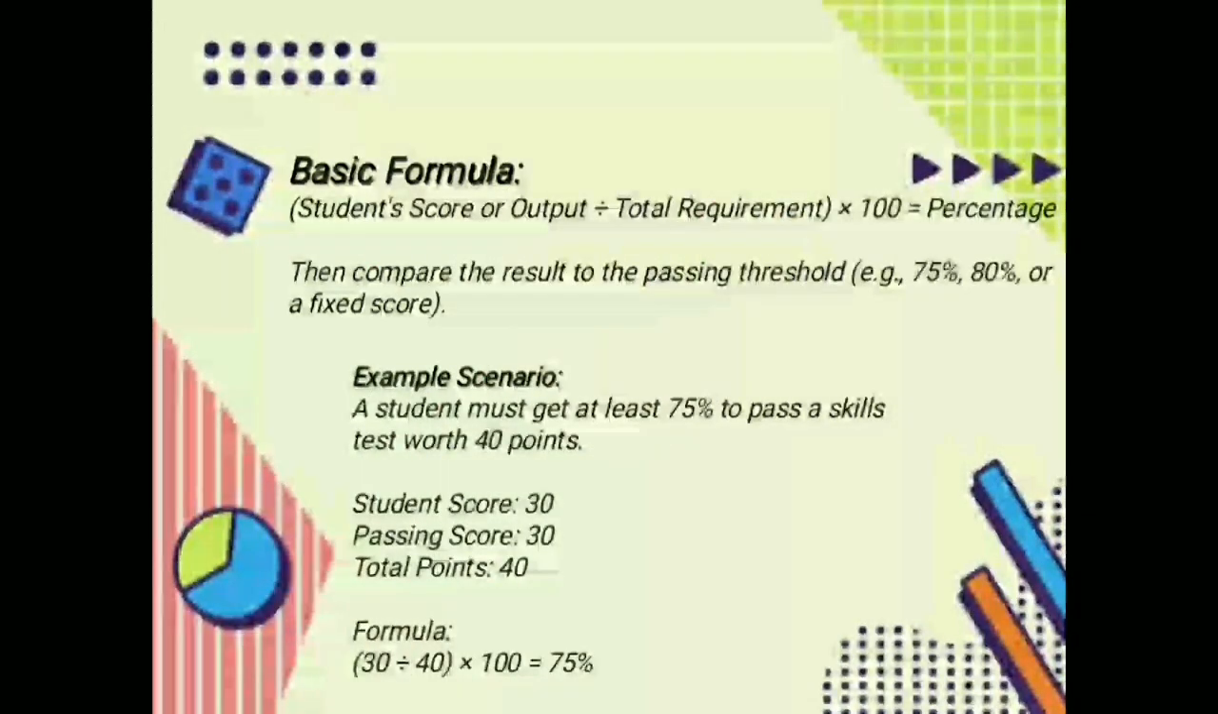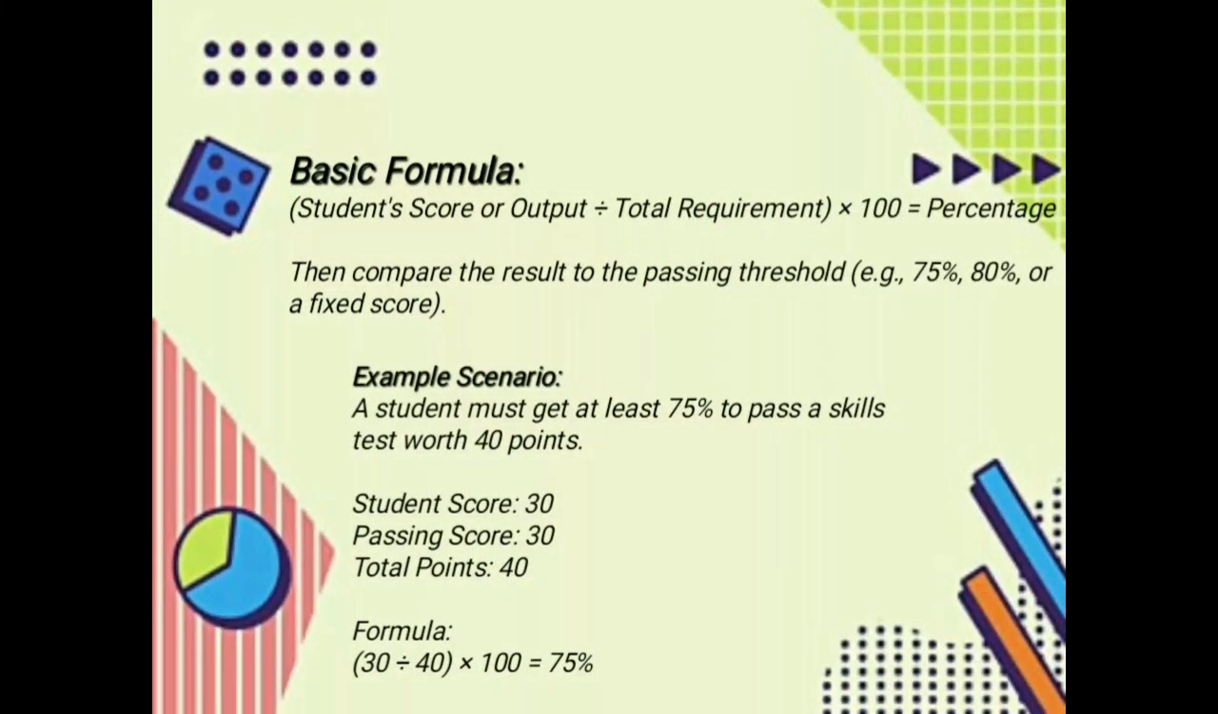Next, so we have here basic formula. So by the way po pala, yung pass-fail grading system po is typically di siya ginagamitan ng complex computation or ng formulas like sa percentage-based grading. Pero if yung minimum po ng requirements must be met, pwede tayong gumamit ng basic formula para malaman din if nakapasa ba yung student or nag-fail siya. So, here the basic formula po. So, student score or output is divided by total requirements times 100 is equals to percentage. Then, compare the result to the passing threshold. For example, 75%, 80%, or a fixed score.